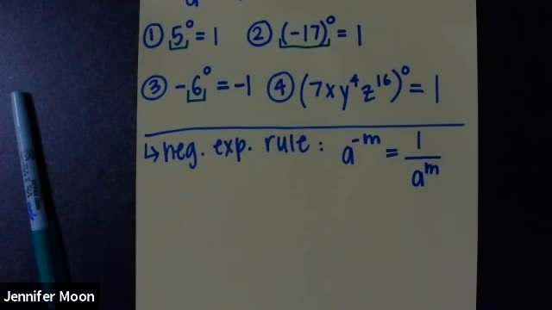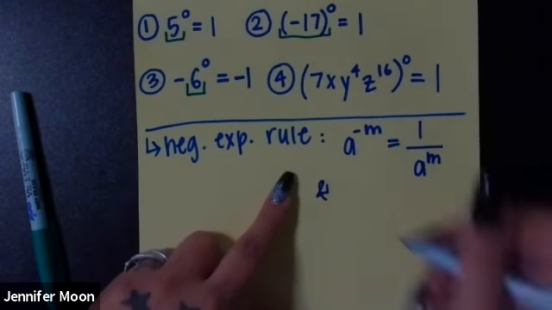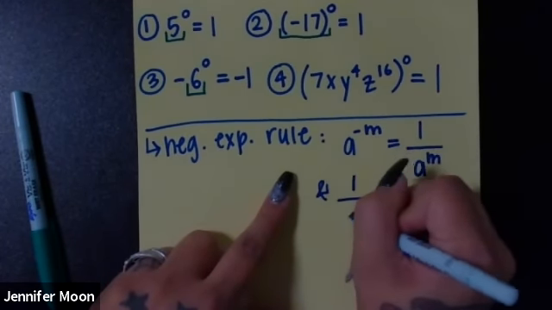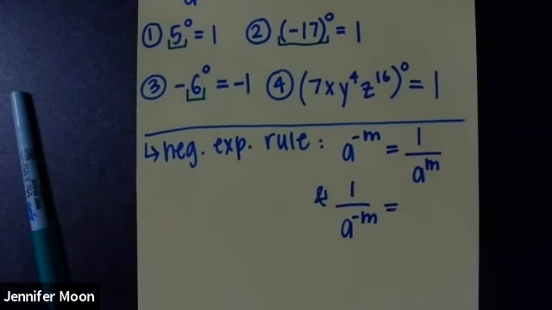I want to write this also. We're going to go ahead and say, say we have 1 over A to the negative M. If it's down below with a negative exponent, it would go where? Up top. And that makes it a positive exponent. So a negative exponent moving from top to bottom changes it from negative to positive.